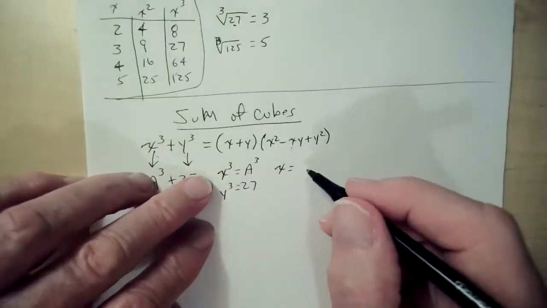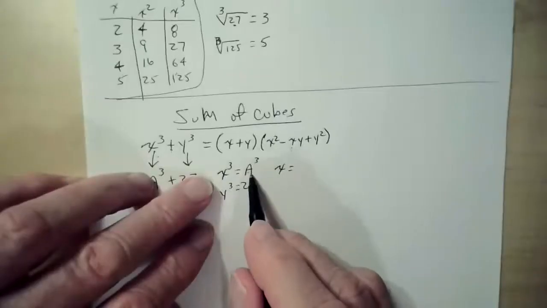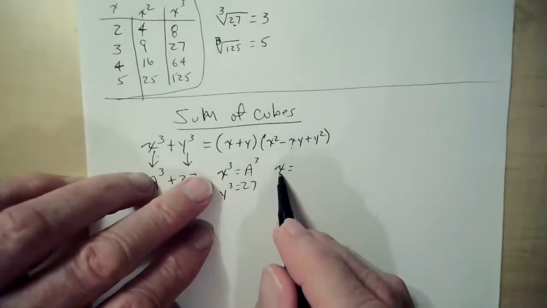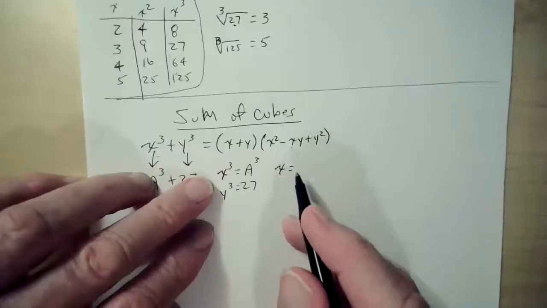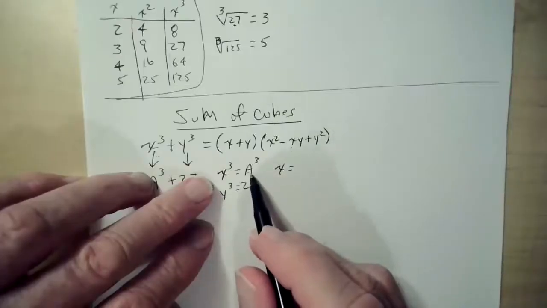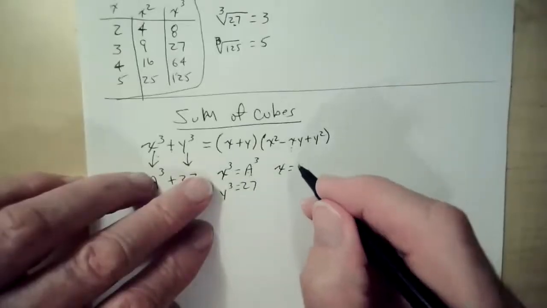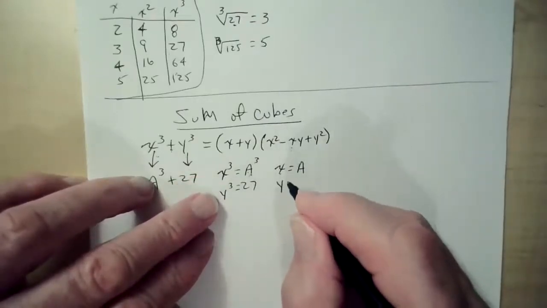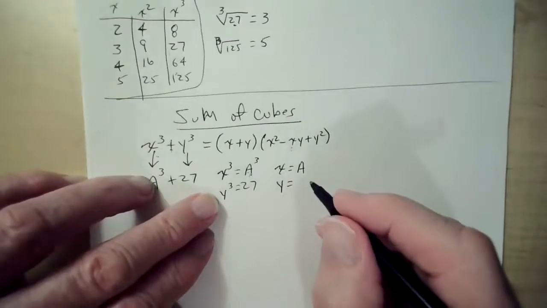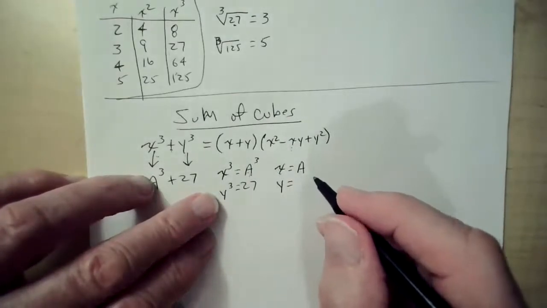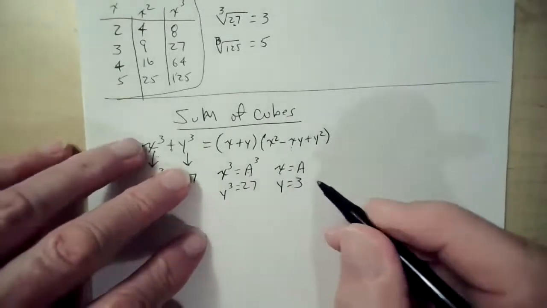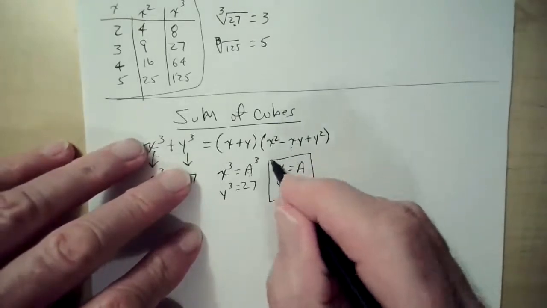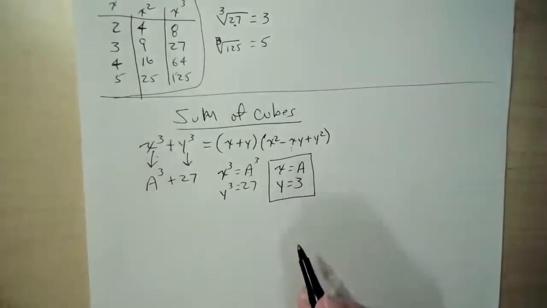Whose turn is it? Miss Caballero, you just went. Mr. Islam, what would our x be? If x cubed is a cubed, then what is x? Would it be a? Excellent. A. It's the cube root of this. And if y cubed is 27, then what is y? 3. Good, 3.